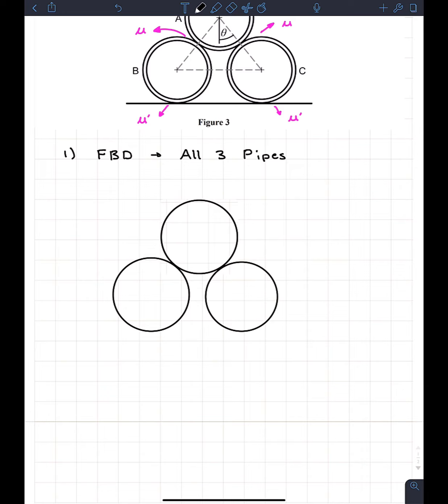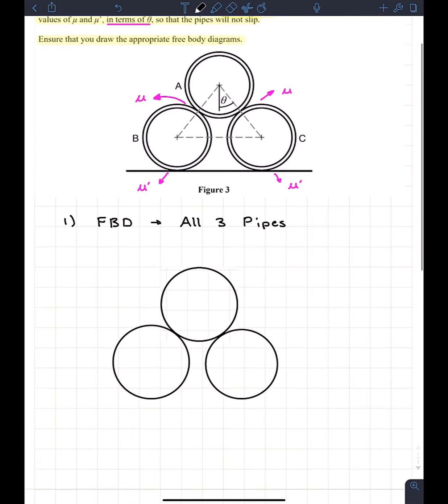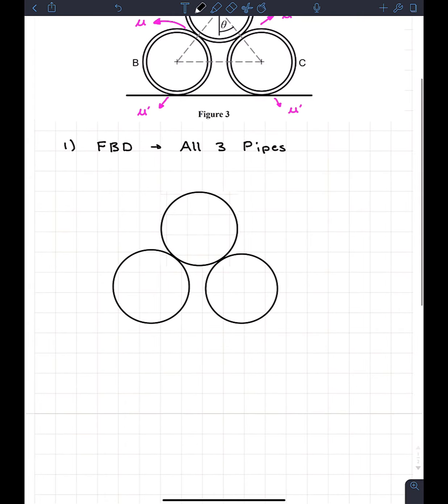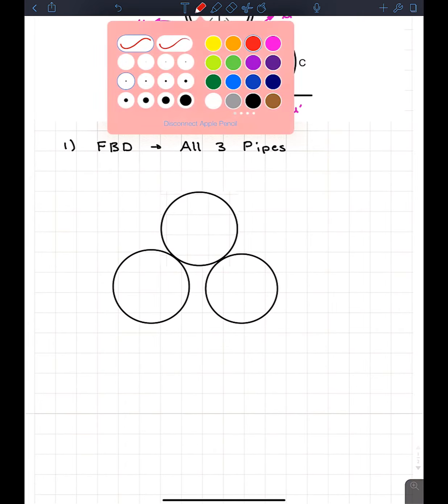So what I did is I just drew all three of the pipes, but notice that I didn't put any friction between the pipes, and that's because I didn't separate them. Only when you separate things do you draw the forces between them. It's kind of like a truss. If you don't cut a member, you don't want to draw any of the forces between them. However, I did separate the bottom of these pipes from the ground. So there's going to be forces on these pipes from the ground.